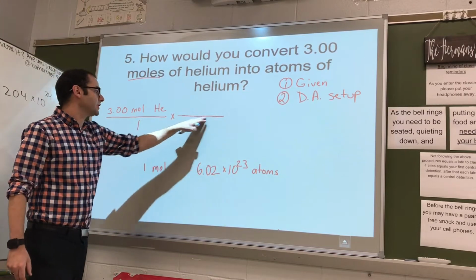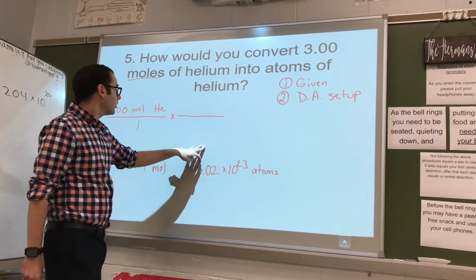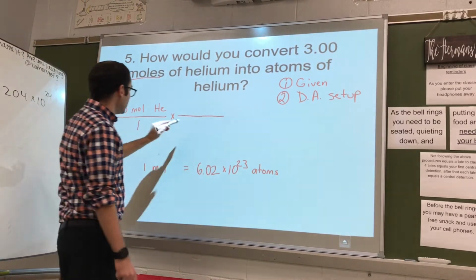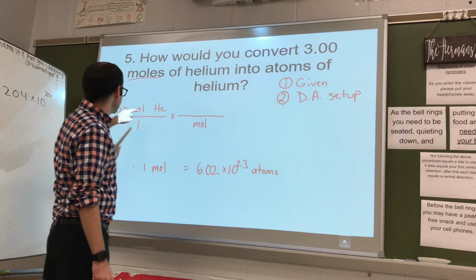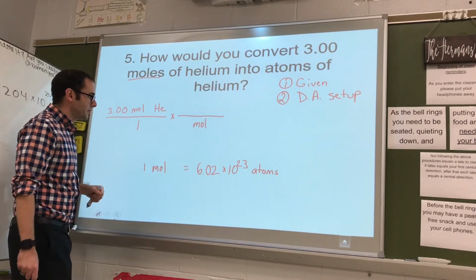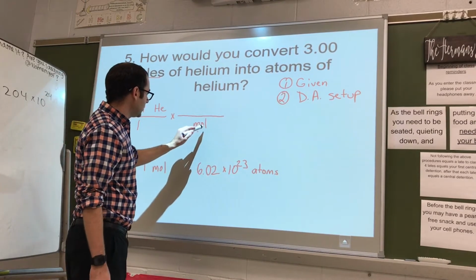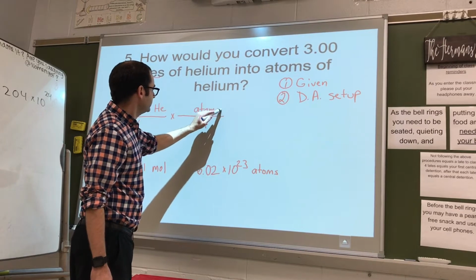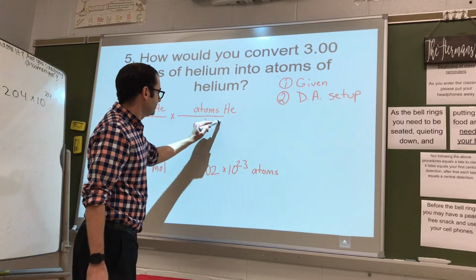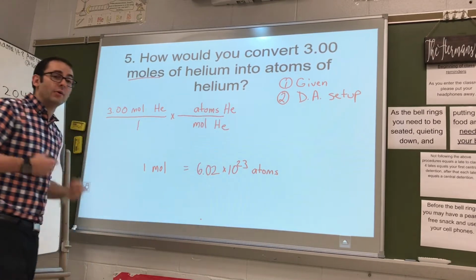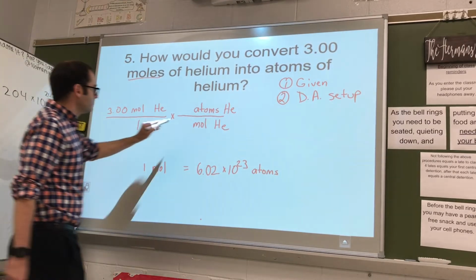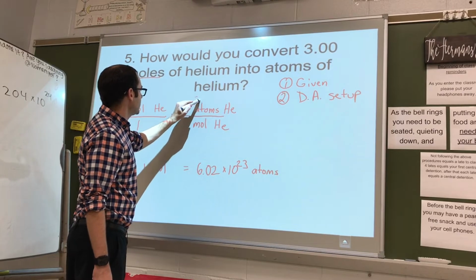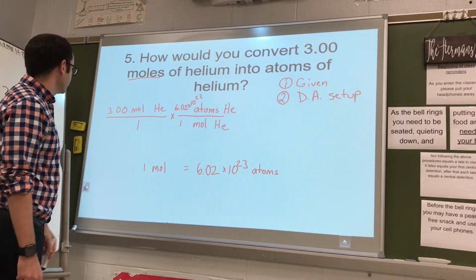So what are we going to put down here? Why are we going to put mole on the bottom? So the moles cancel out. Yeah, the moles cancel out. Whatever's on the top needs to cancel out whatever's going to be on the bottom here. So it's mole. And then on the top, what are we looking for? We're looking for atoms. And we're talking about helium. Okay, now we plug in the numbers. So it's 1 mole equals 6.02 times 10 to the 23rd atoms of helium.